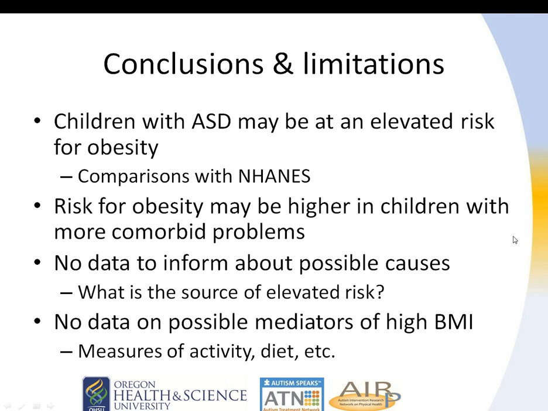So really one of the big questions is, what is the source of this elevated risk? I had started off this talk by listing out a number of factors that might be associated with increased weight status in this population of kids, but we don't really know what is the source and how many of those might impact weight gain in kids with autism. And we also don't have data on possible mediators of high BMI, and that includes measures of activity, diet, et cetera. We're lacking all of that data. And these are really needed to advance this research to better understand what's going on.